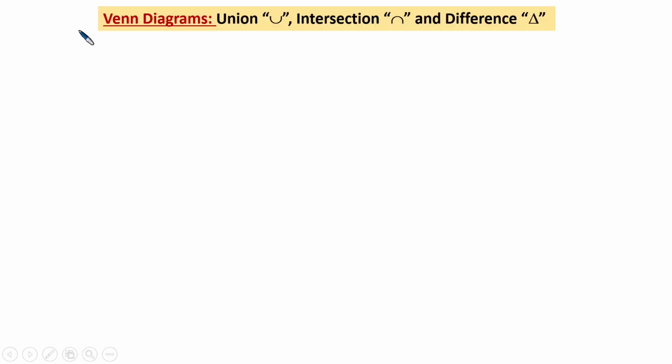In the first slide, I will give an introduction to what you mean by Venn diagrams, union between two sets, intersection between two sets and difference between two sets. Union is represented by capital U, intersection is represented by inverted U and difference is represented by capital delta. This introduction will help you in understanding the remaining talk very easily.